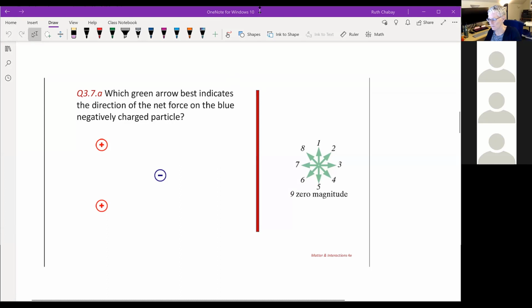Almost everybody said 7, and that is exactly correct. So good for you. The way it works is that we have to take these one by one. What we're doing is superposition of forces. The force on the negatively charged particle by the top positive charge is going to be that way, because they're opposite charges, so they're attracting. The force on the negative charge by the bottom particle is that way. And if we put these vectors tip to tail, we get a net force in that direction.